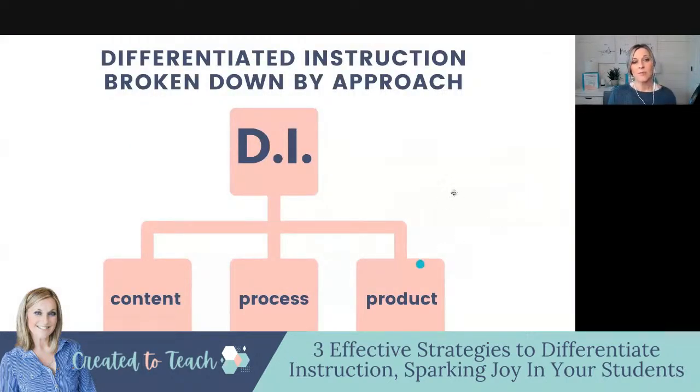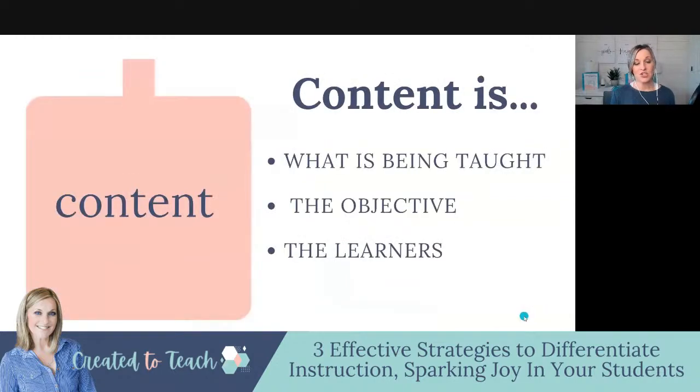So now let's talk about the differentiated instruction process and break it down a bit. We're going to talk about content, process, and product. So let's do that and unpack each section. So with content, what is content? Content is basically what is being taught.